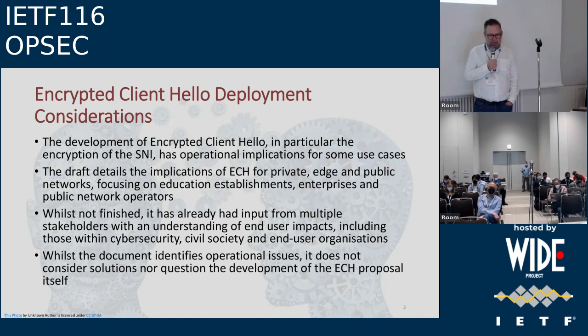Within the document itself, thus far, we've really focused on the implications in private, edge, and public networks, and in particular looking at educational establishments, enterprises, and public network operators as three primary categories. We don't necessarily have to concentrate exclusively on those, but those are the three which we have identified where there are significant impacts. We're open to anyone that wishes to suggest any expansion from there.